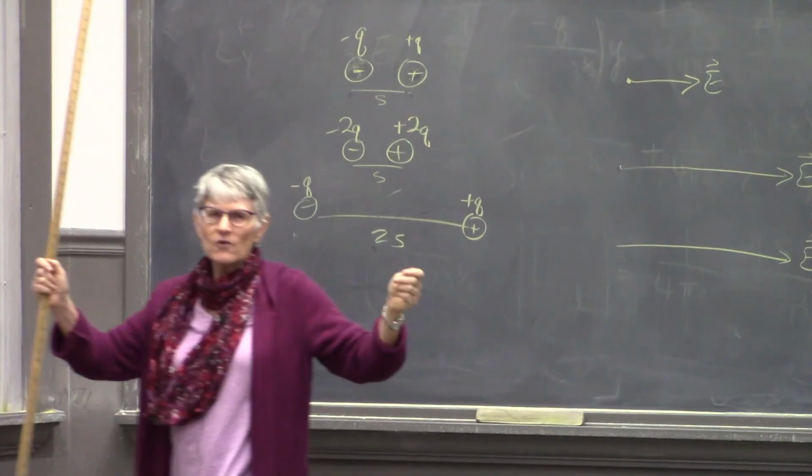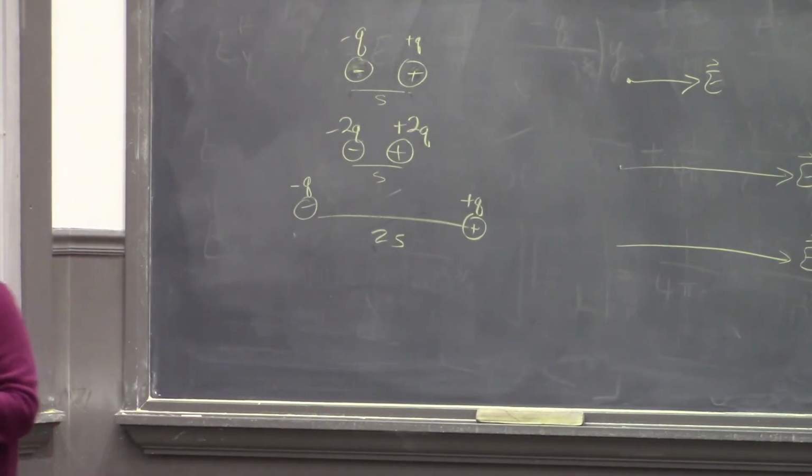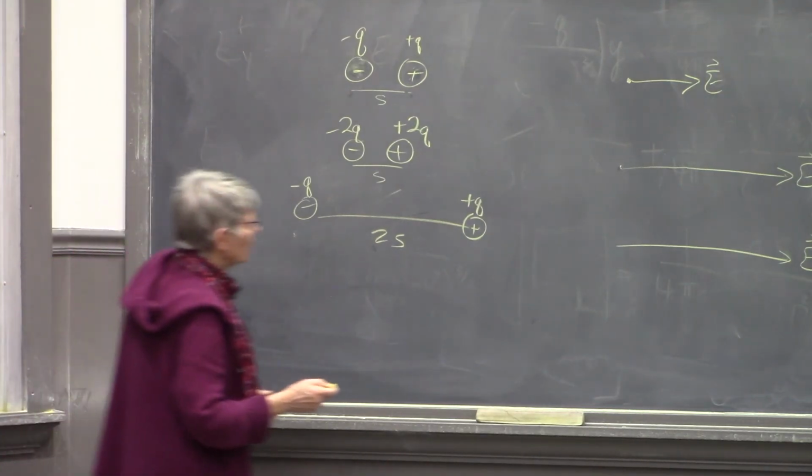So the farther apart they are, on the perpendicular axis, even though they're the same distance away, the y component gets smaller and the x component gets bigger. Now, this leads us to define a quantity called dipole moment.